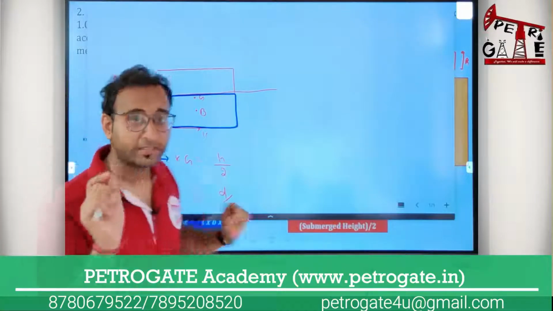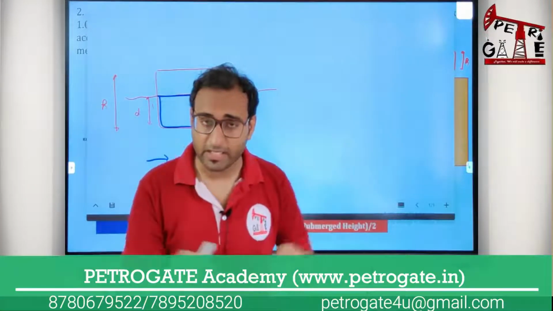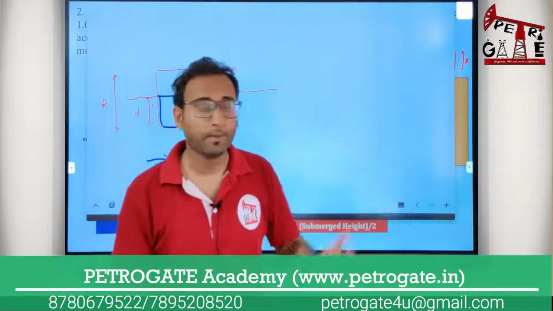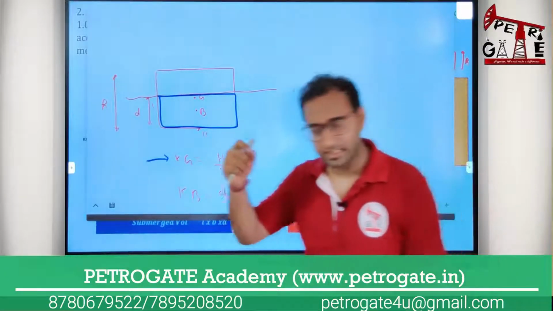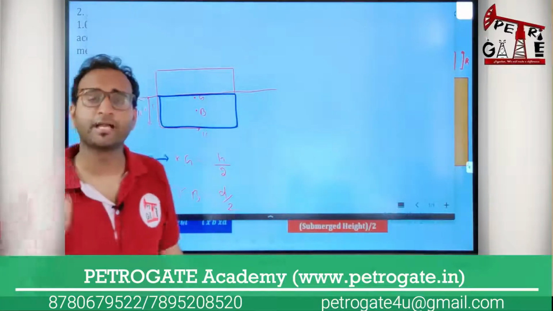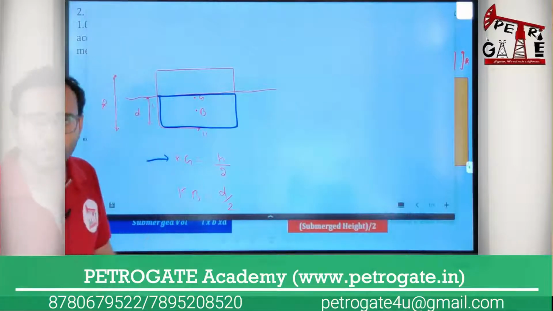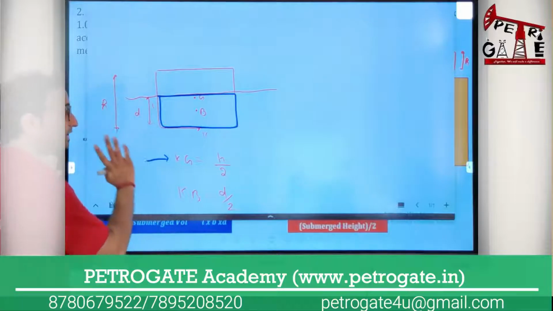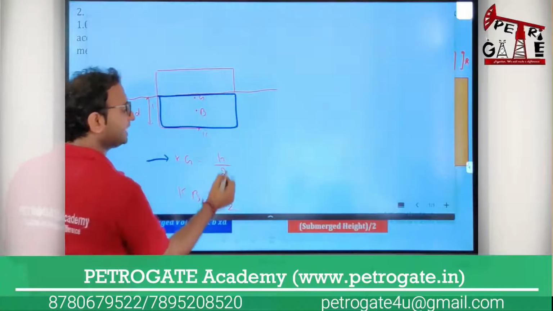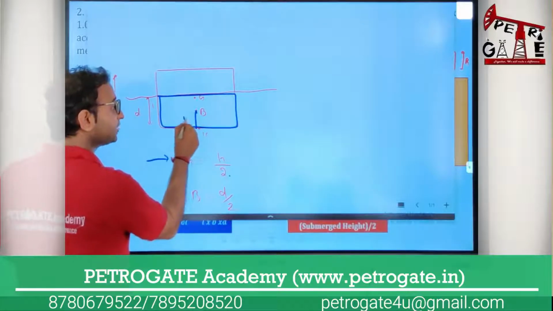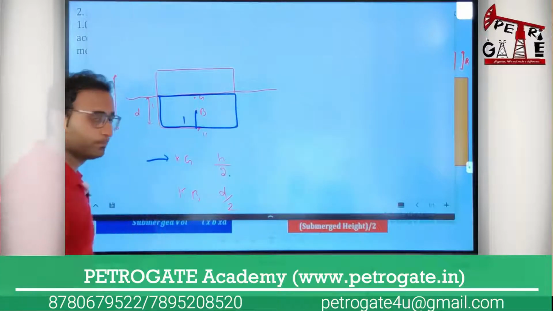This applies to a rectangular body. If the body is different, like triangular, it differs, but a ship is not triangular. Most of the time the question will say rectangular body or rectangular kind of ship, otherwise the question will be difficult. He will definitely say it in the GATE question. So KG means total height by 2, KB means submerged height by 2, no problem.